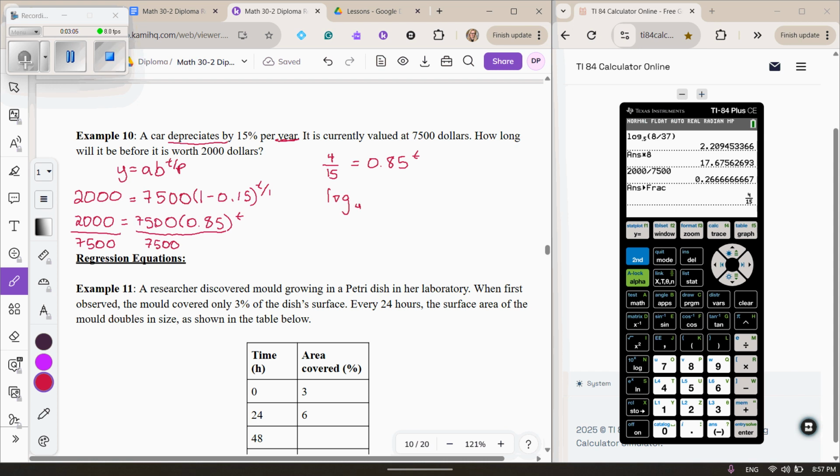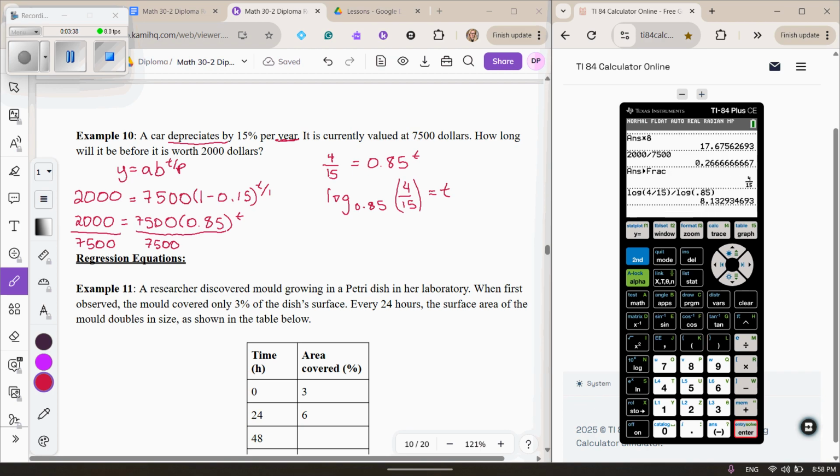So we get log of 0.85 as my base, 4 over 15 as my argument, equals t. Okay, so for the old school calculators, log of 4 over 15 divided by log of 0.85. And that will give me my answer, 8.13 years. Okay, make sure when there's context of the question that we always include units.